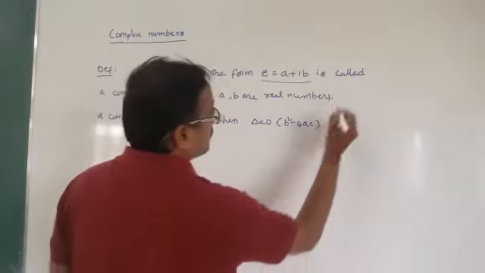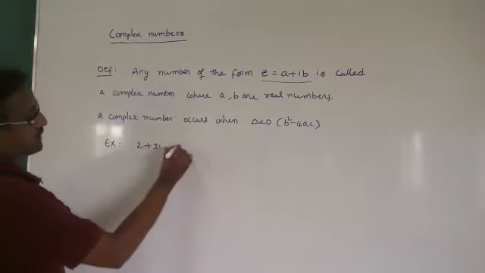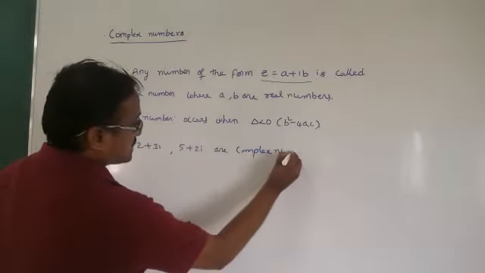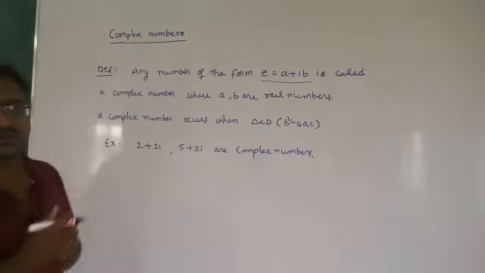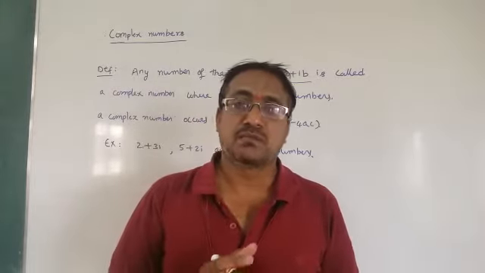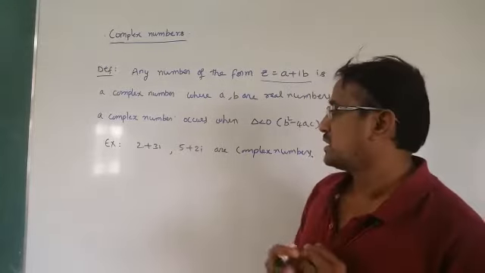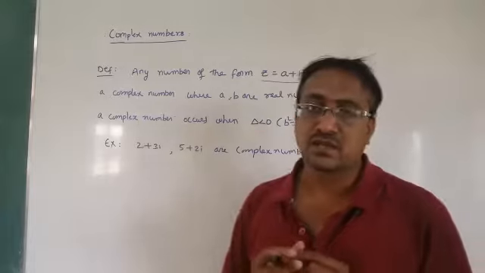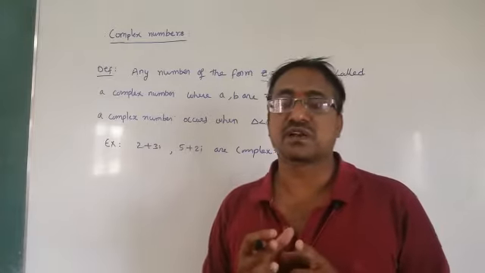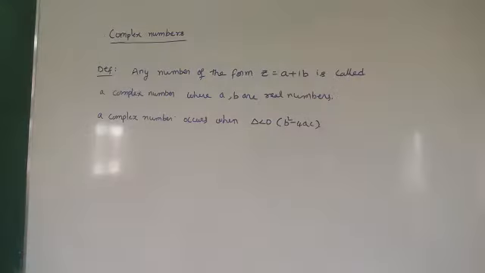For example, 2 plus 3i, 5 plus 2i are complex numbers. You might have seen real numbers like 2 by 3, 4 by 3, but these type of numbers are all called complex numbers. They will be of this form a plus ib. Now they occur when finding the roots of a quadratic equation where delta is less than 0.